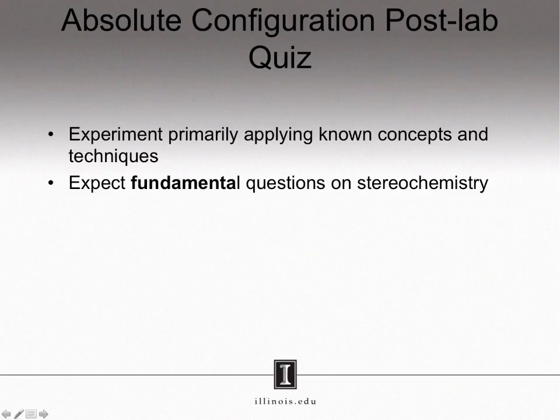The post-lab quiz for this experiment will be a little bit different than the post-lab quizzes you have seen so far. Thus far in the course, you have learned new techniques, and the post-lab quizzes tested your understanding of those techniques. This experiment is teaching you about a new technique, the CEC method, but it is also applying old techniques. For this post-lab quiz, you should expect some fundamental questions on stereochemistry. Be able to answer questions involving the stereochemistry concepts I specified at the very beginning of this webcast.